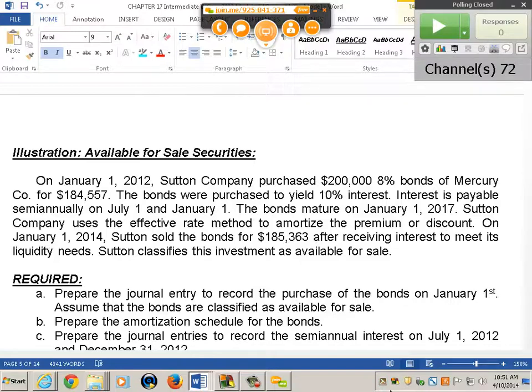So it tells you on January 1 of 2012, Sutton Company purchases 200,000 8% bonds at Mercury Company for $184,557. So they buy them at a discount. So now you're investing. So let's think about what's going on. I will move this over in a second.